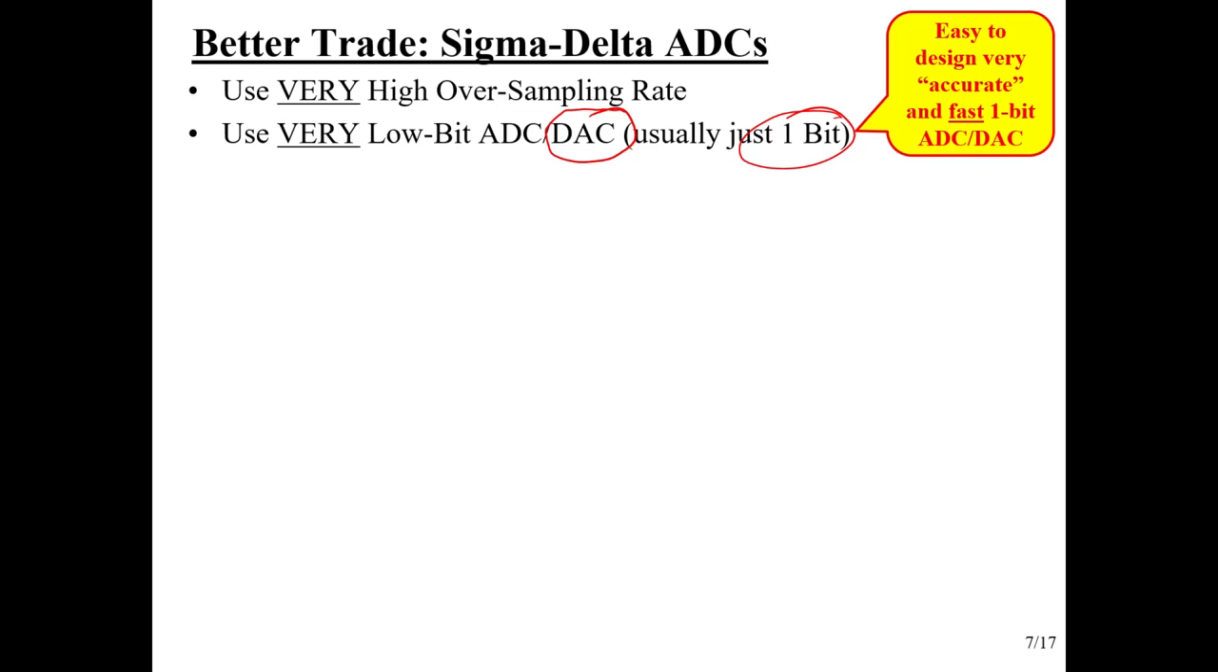And the reason is that it's very easy, read that as cheap, to make a very accurate and fast 1-bit A to D converter and 1-bit DAC. It's basically just a comparator, really. It's just asking, is it above or below this level? Toggle a bit up, toggle a bit down. That's all a 1-bit A to D converter really is doing. That's it.